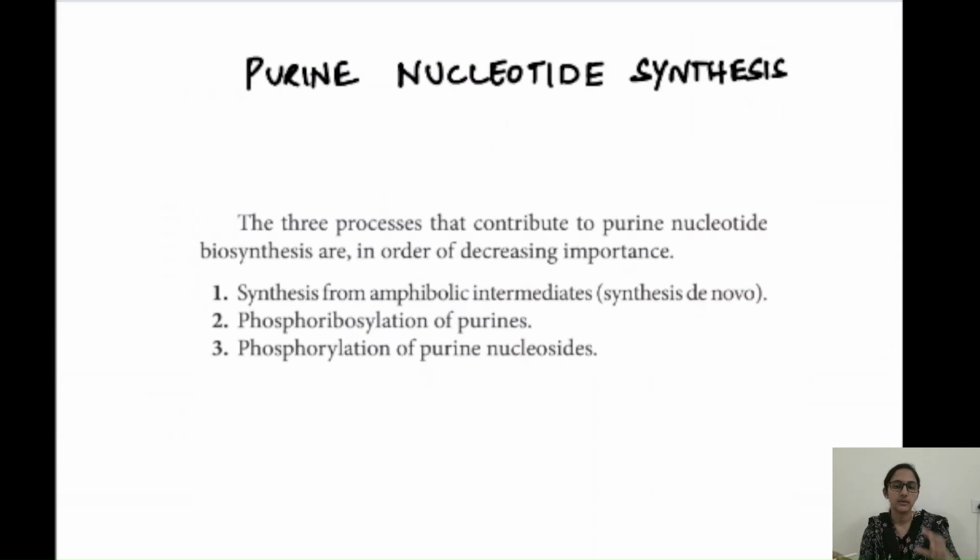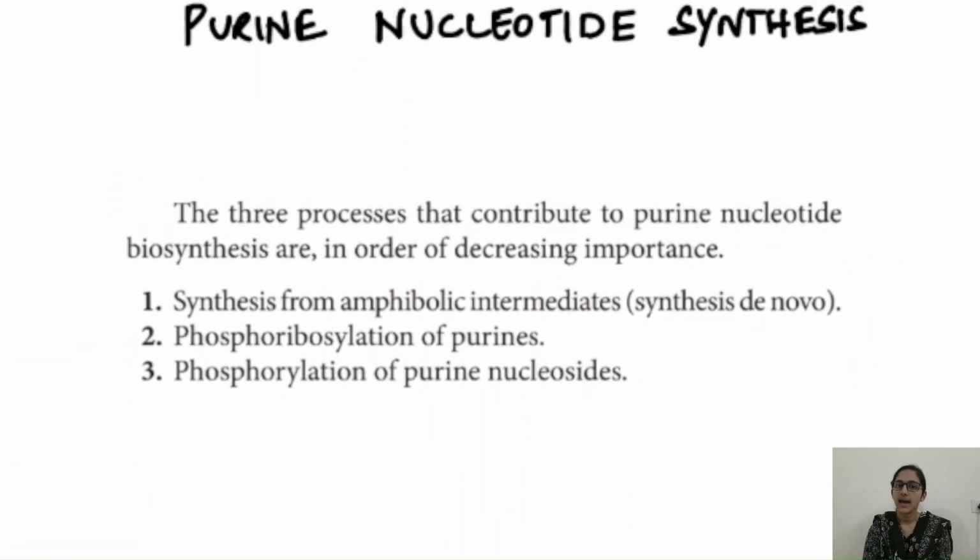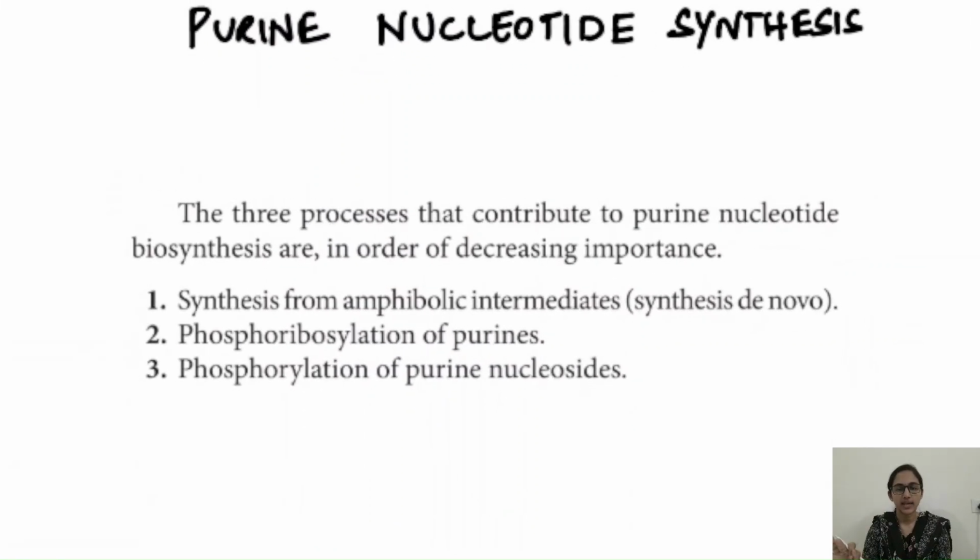And purine, we are coming into the chapter proper. Purine nucleotide synthesis. How does this nucleotide synthesis happen? It happens in three ways. The most important way is the de novo synthesis of purine from the amphibolic intermediates. Yes, from its amphibolic intermediates.